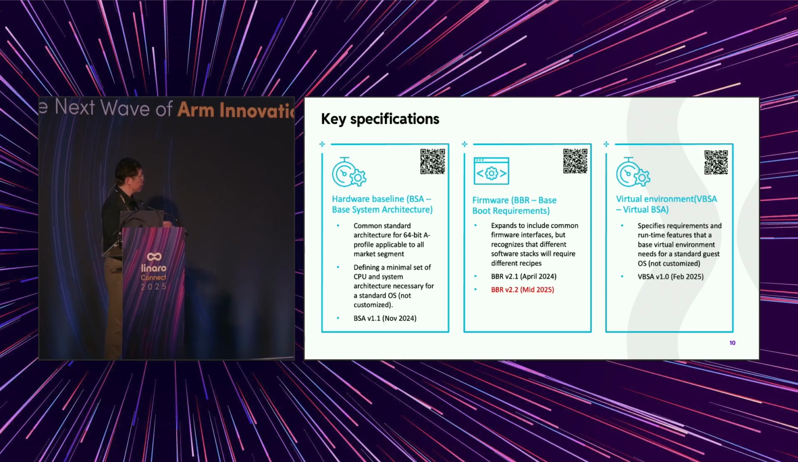And then the BBR, the base boot requirement, is basically defining the high-level firmware interfaces into the operating systems. We also define different recipes. We understand that there could be many different ways of booting the operating systems. Officially, now we support two mechanisms.